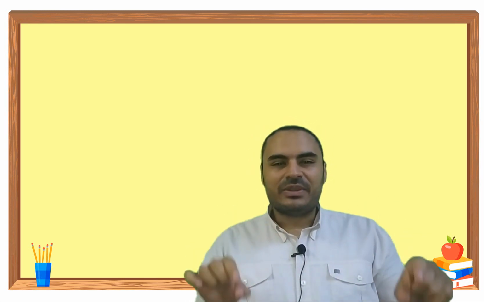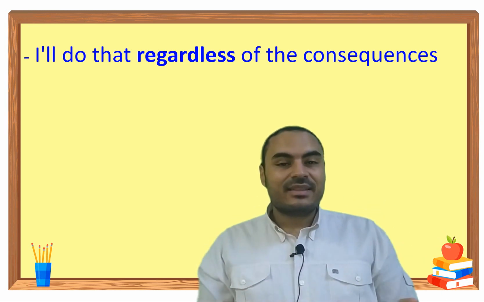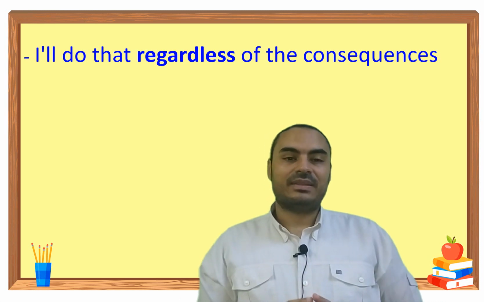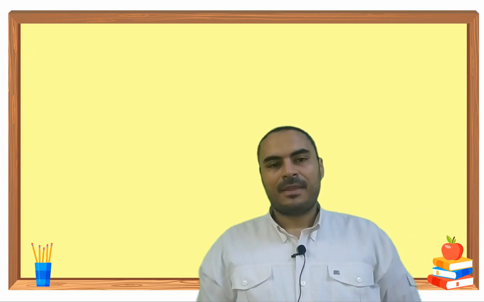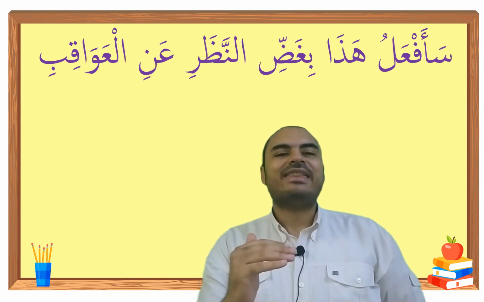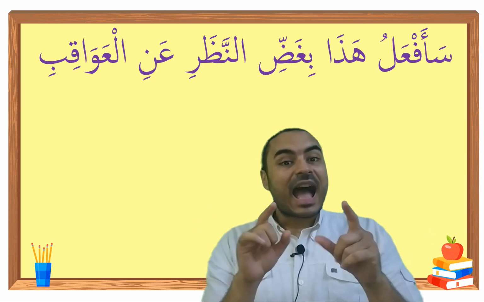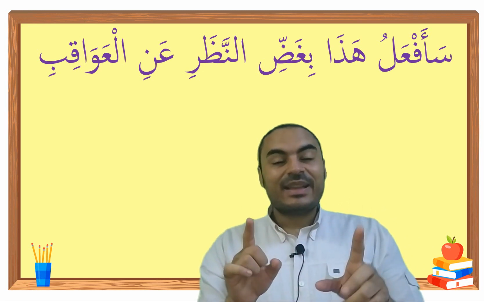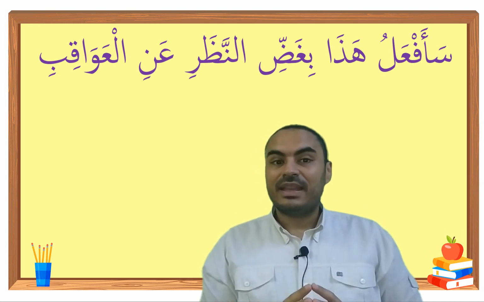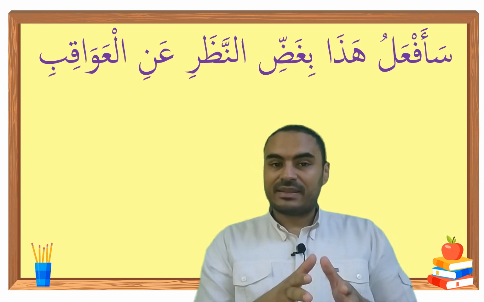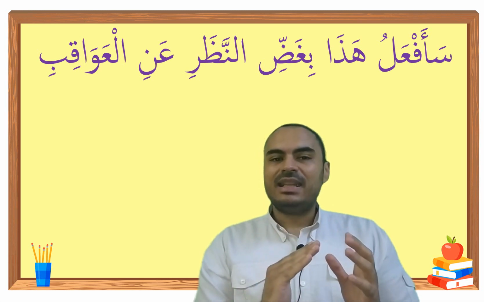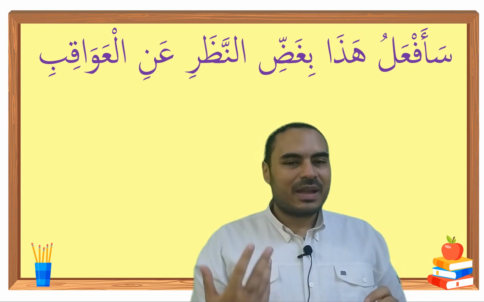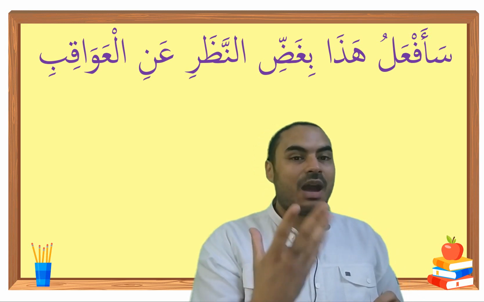And let's see an example for today's lesson. I will do that regardless of the consequences. How to say this sentence in Arabic language? Well, we say سأفعل هذا بغض النظر عن العواقب. سأفعل هذا, I will do that. بغض النظر عن, regardless of, العواقب, consequences.